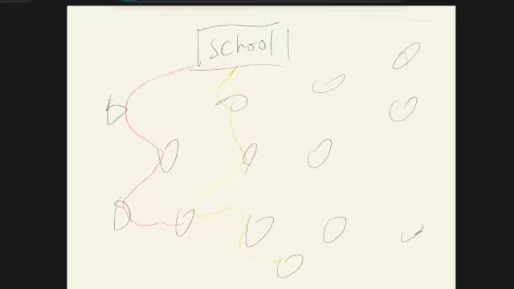Or another option is this way, that way, that way, that way, and school. And then you can have another one going this way, that way, that way, that way, that way. All of these are leading to school, and optimization is key here to make sure that every student makes it on time.